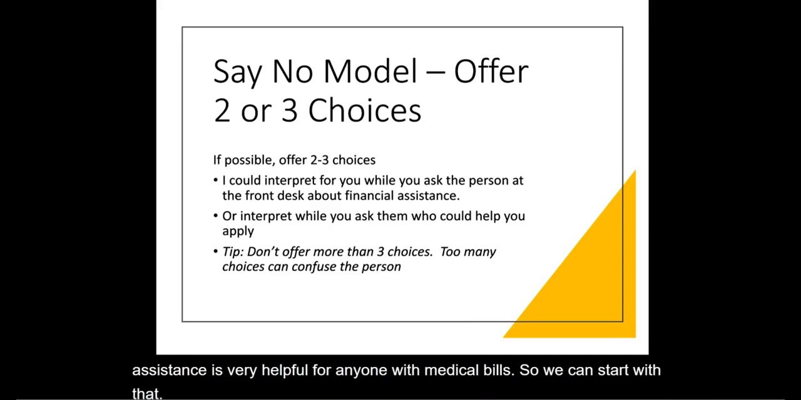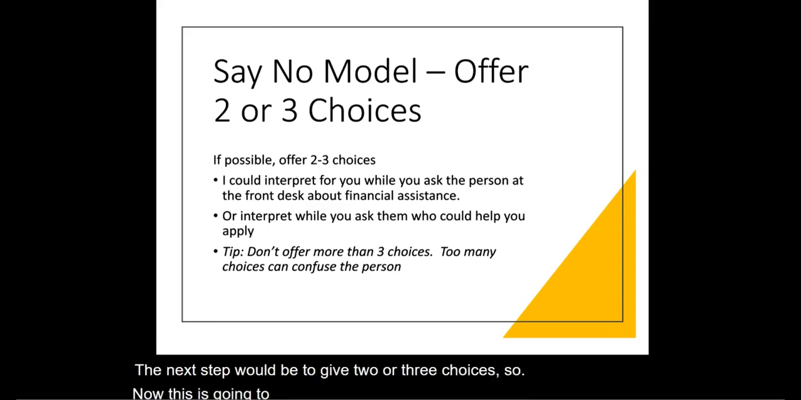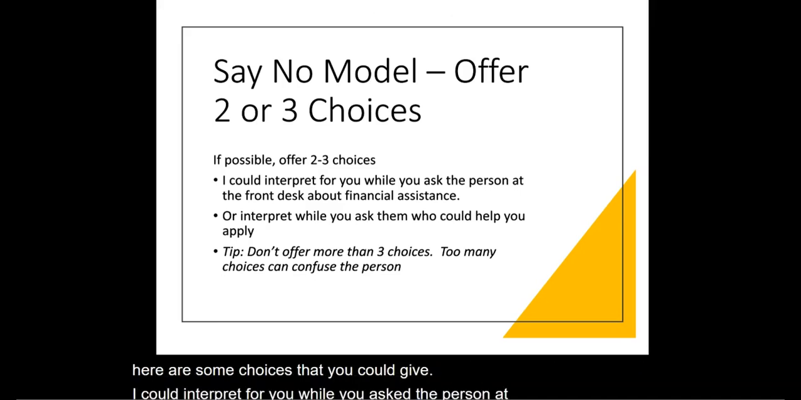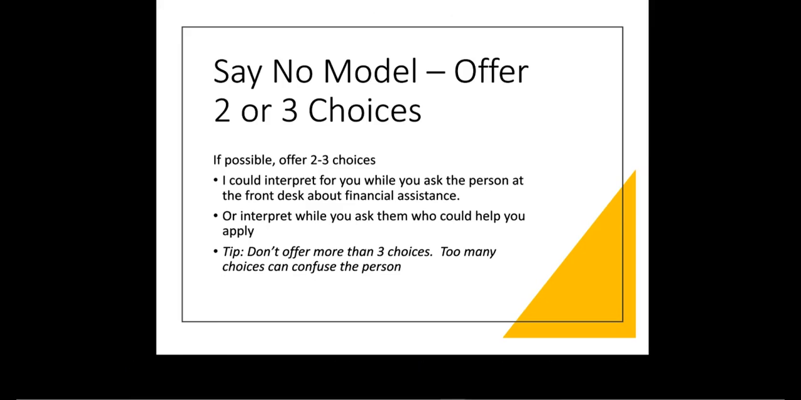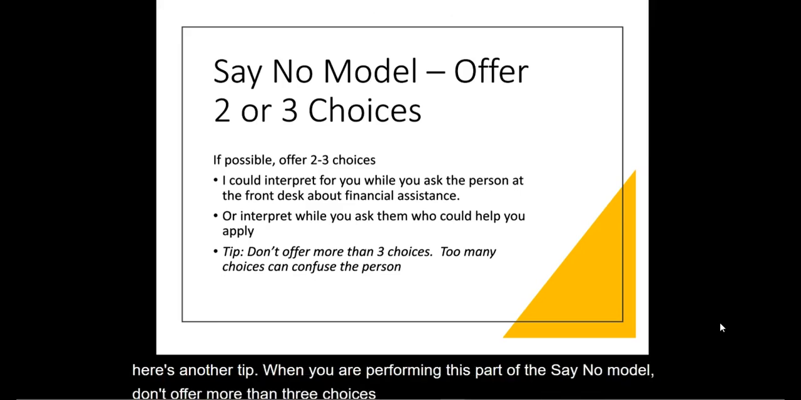The next step would be to give 2 or 3 choices. Now this is something that you're going to do if it's possible. So here are some choices that you could give. I could interpret for you while you ask the person at the front desk about financial assistance, or interpret while you ask them who could help you with applying. Now here's another tip. When you are performing this part of the Say No model, don't offer more than 3 choices because too many choices can get confusing.